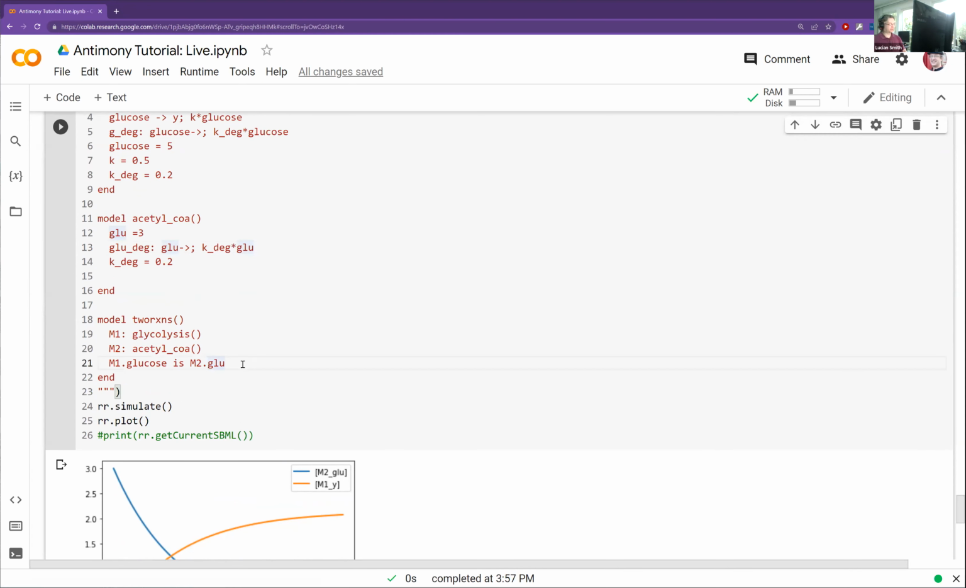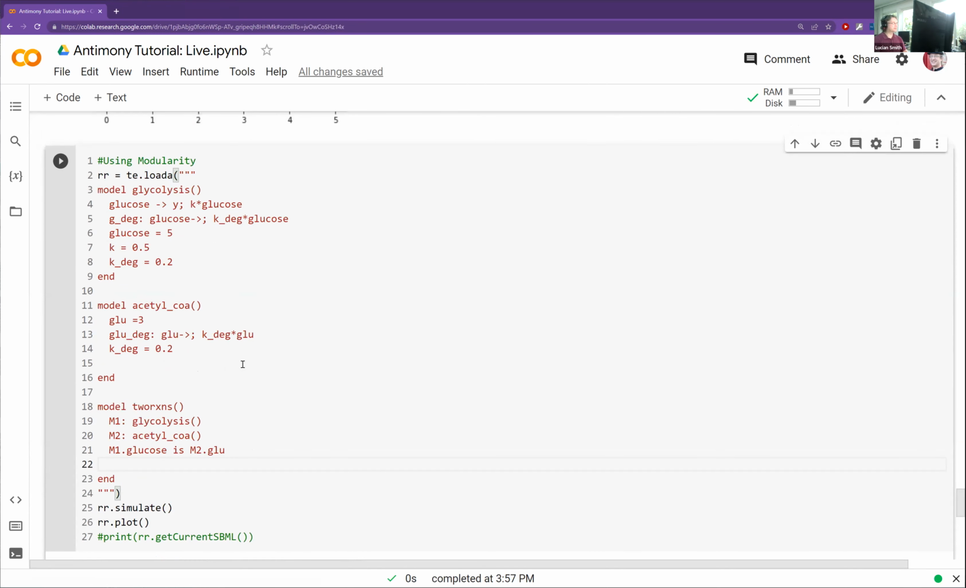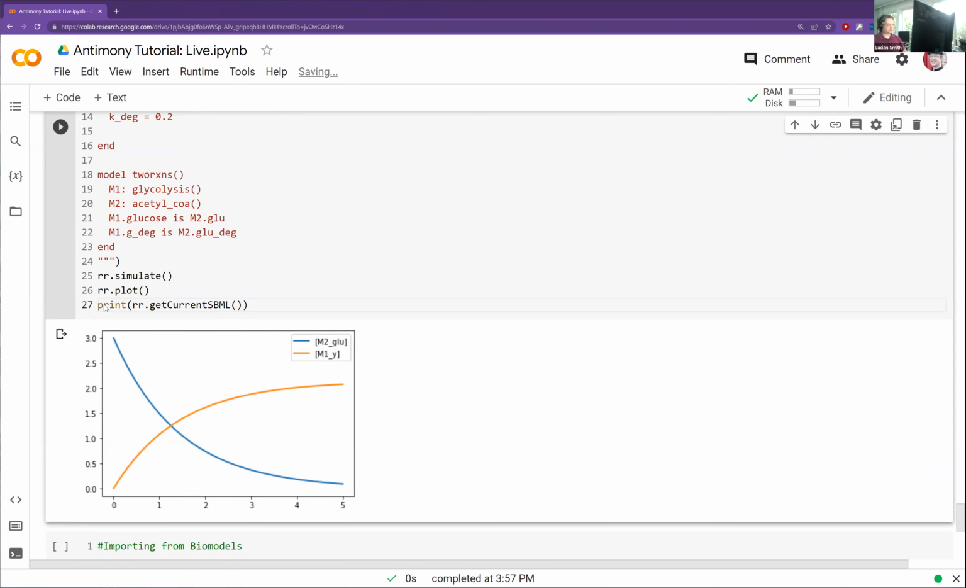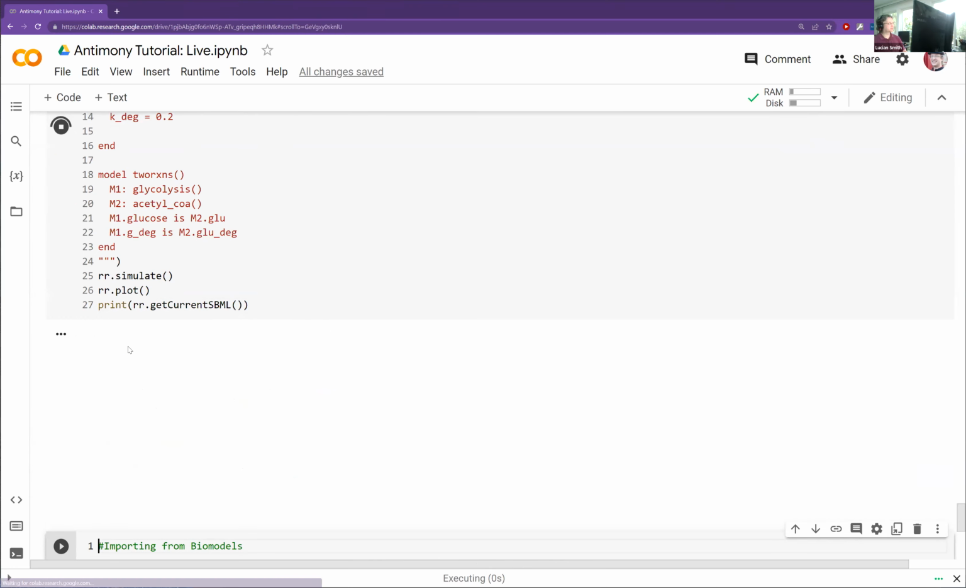But you can combine these just the same way as you did the other one. So deg is M2.glu deg. And now we only have one degradation rate. And if we get the current SBML and look at it sort of under the hood.